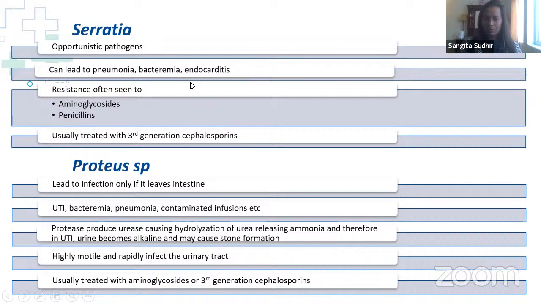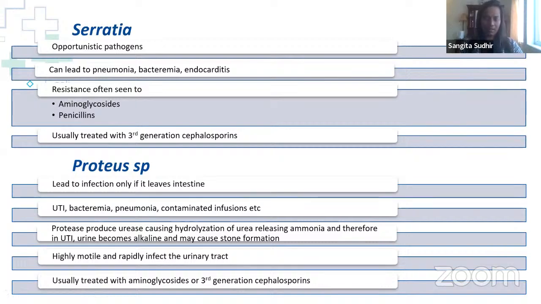So Serratia can lead to pneumonia, bacteremia, and endocarditis. This is often resistant to aminoglycosides and penicillin, and usually treated with third generation cephalosporins. Proteus is another species that is seen in urinary tract infections. It can also cause bacteremia, pneumonia, contaminated infusions. It has the ability to produce urease, causing hydrolysis of urea and release of ammonia. They are highly motile, and this is usually treated with aminoglycosides or third generation cephalosporins.